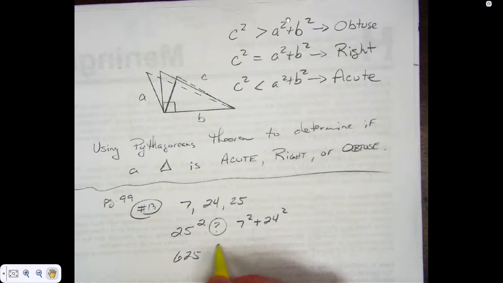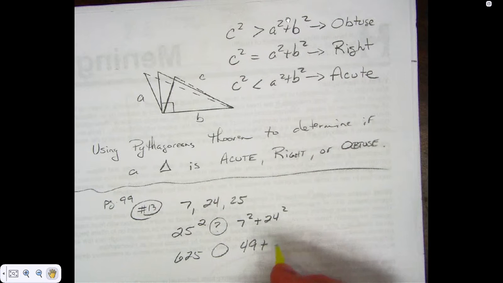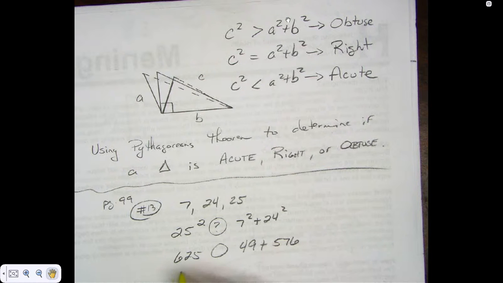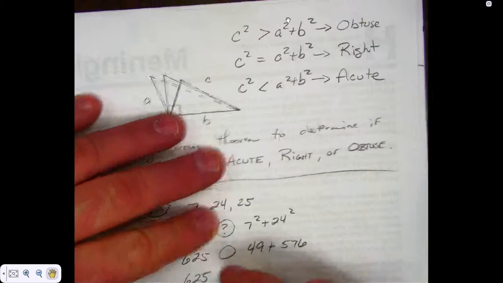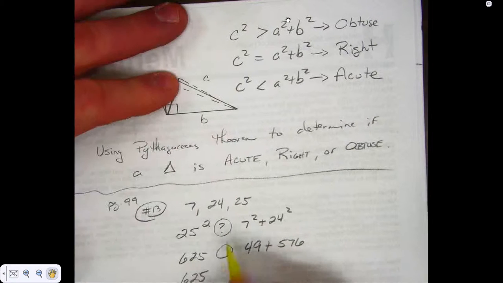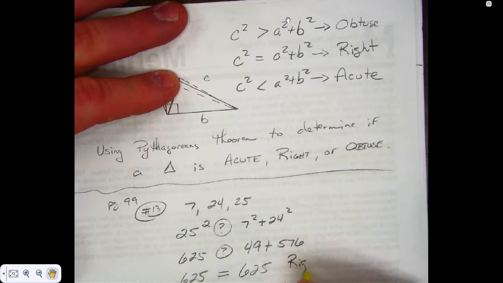625. And what's this? 49 plus, what's 24 squared? 576. What do you get here? What's 625? You get 625? Yeah. So what kind is this? They are equal, so it is a right triangle.